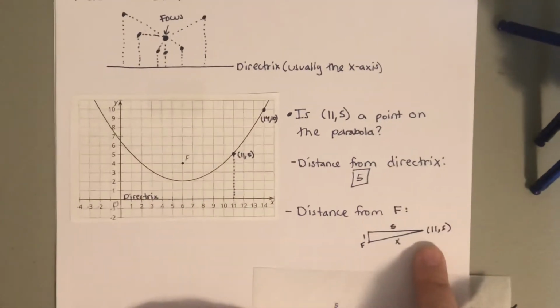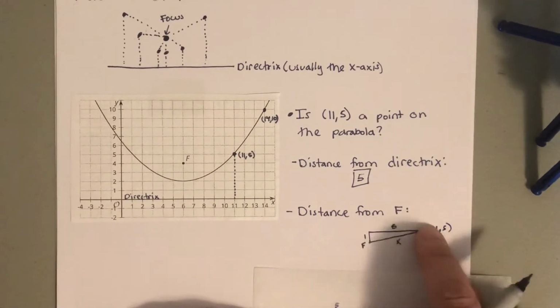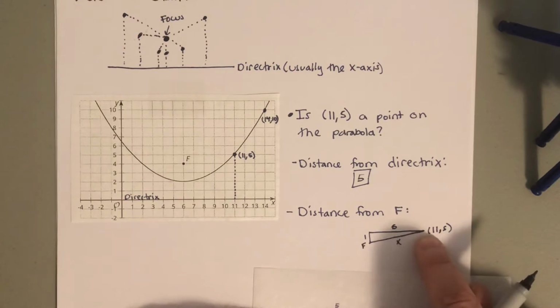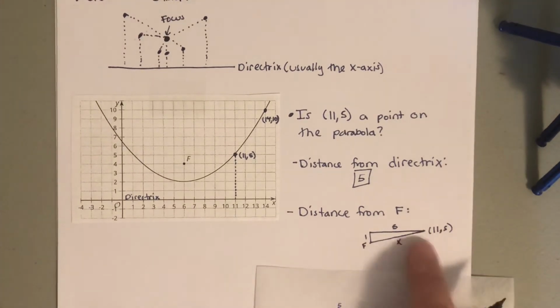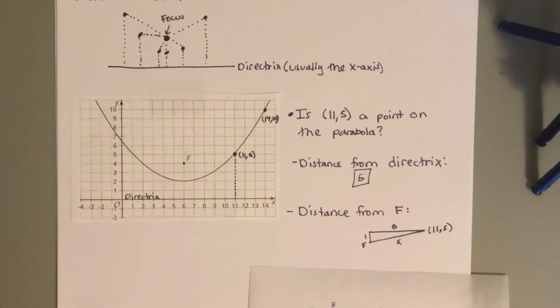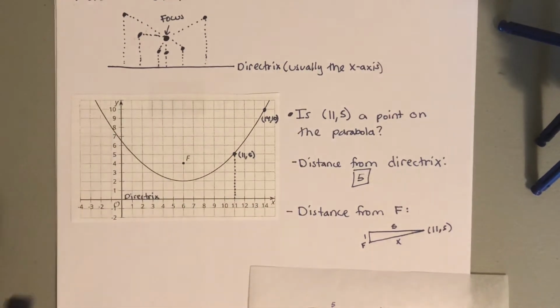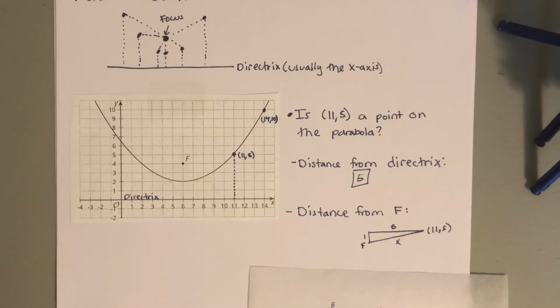And I want to know what the distance is between F and 11.5. Not the up and over distance, but the straight there distance. And if this distance right here is the same as that, I know it must be on the parabola. If it's different, I know that this point must not be on the parabola. Maybe it's just really close, but it's not quite on. It might just be a little bit off it.